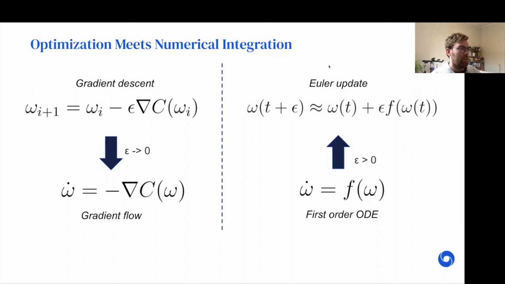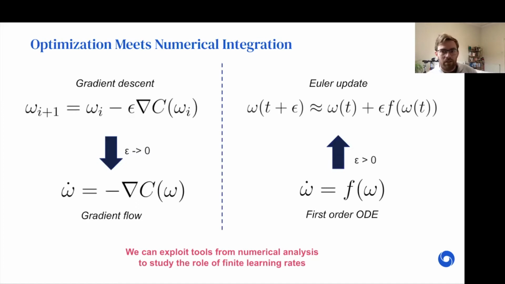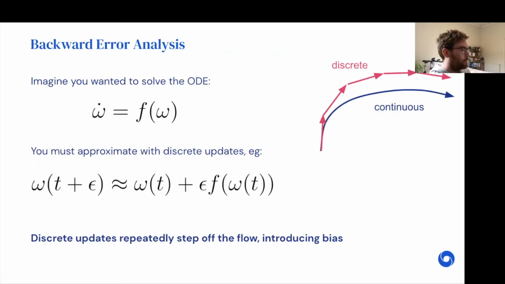And so the Euler update, which corresponds to gradient descent, is just one system of discrete steps for approximating a first order ODE. And the reason that this connection is convenient is that there are many tools in this community for understanding the approximation error that arises when you replace a continuous ODE by a system of discrete steps. And so we're just going to borrow their tools to try and understand the role of finite learning rates in optimization. Okay, so that's the high level pitch.